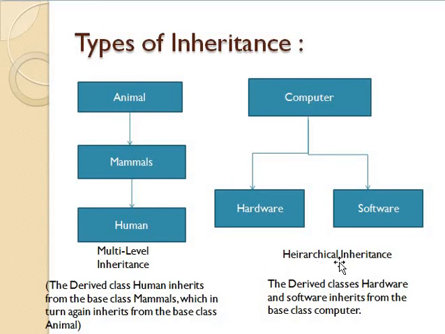Then come to the next form of inheritance known as hierarchical inheritance. In this type of inheritance, multiple derived classes inherit the properties from a base class. In this figure, there are two derived classes, hardware and software, which inherit the properties from the base class computer.